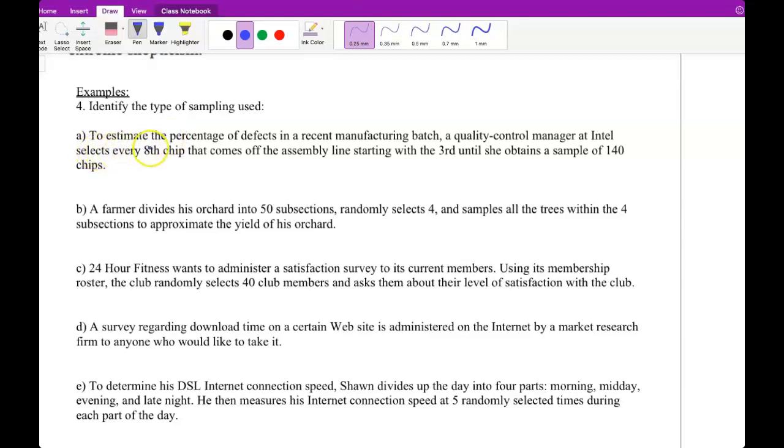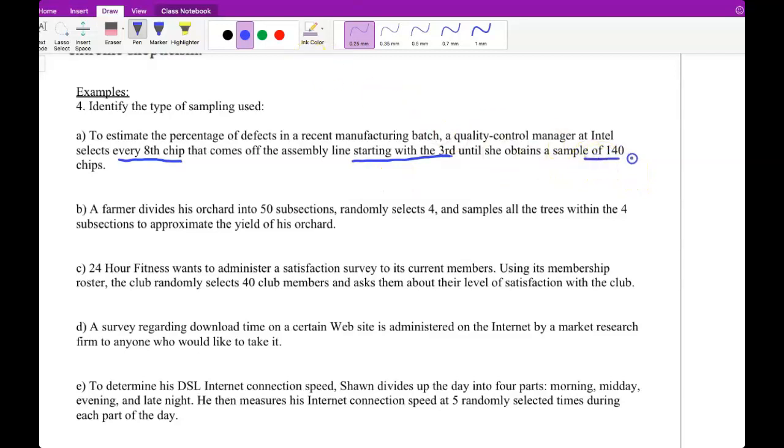Part A, to estimate the percentage of defects in recent manufacturing, a quality control manager at Intel selects every 8th chip that comes off the assembly line, starting with the third, until she obtains a sample of 140 chips.